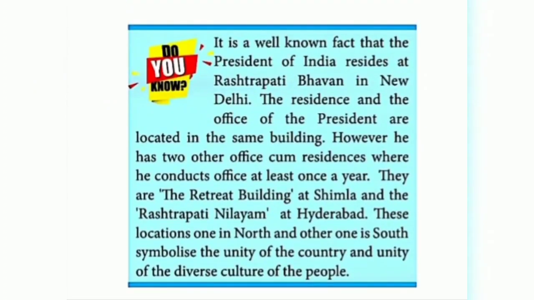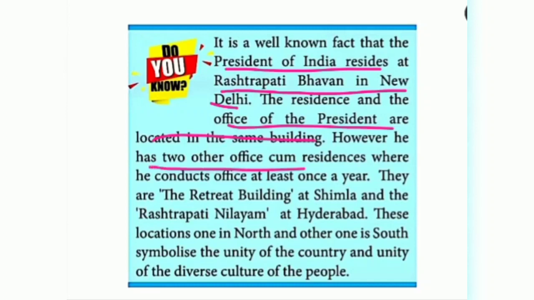Then do you know which column and which page? 249, it is given, children. Here it's very interesting. Listen, all of you. What is the fact? The president of India resides, what is meant by resides? That's the permanent house of the president of India. Where is it located? President's house, Rashtrapati Bhavan, in New Delhi. So the residence and the office of the president are located in the same building. He need not go to any other area, because both the house as well as the office are in one same building.